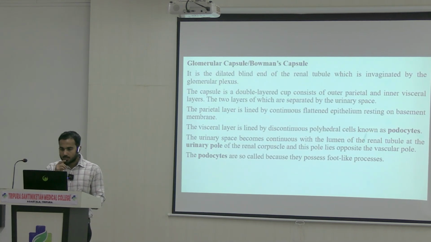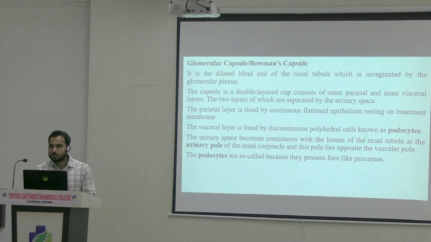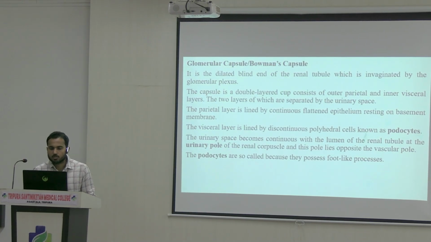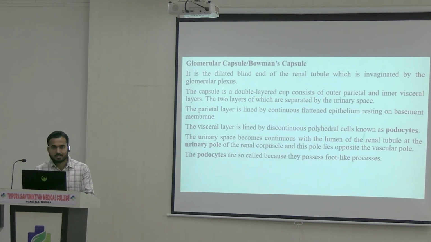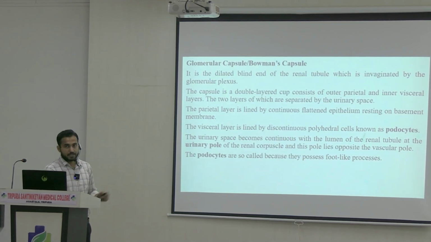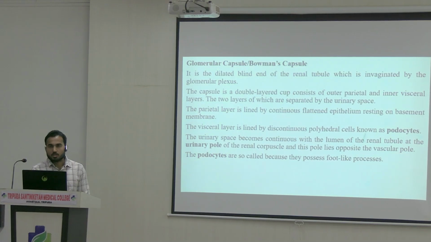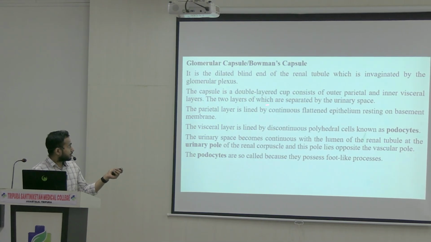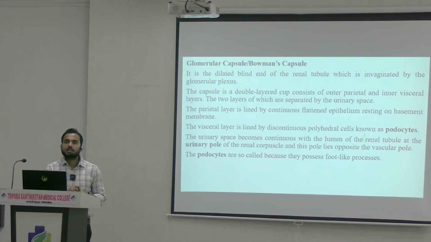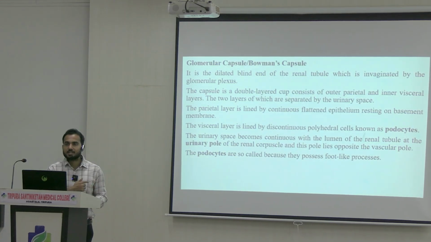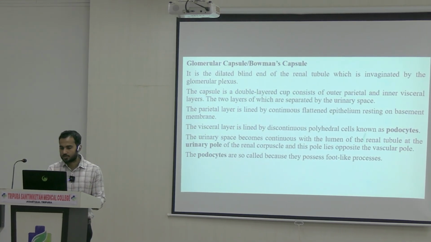Next is the glomerular capsule or the Bowman's capsule. Already I have shown you the glomerular capsule. It is the dilated blind end of the renal tubule which is invaginated by the glomerular plexus. The capsule is a double-layered cup consisting of an outer parietal layer and an inner visceral layer. The two layers are separated by a potential space called the urinary space. Just imagine the peritoneal cavity; here it is called the urinary space between the two layers.